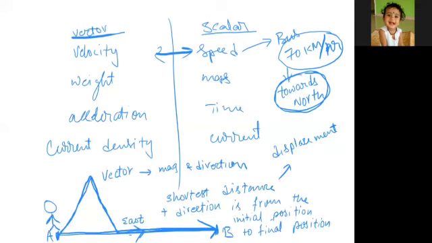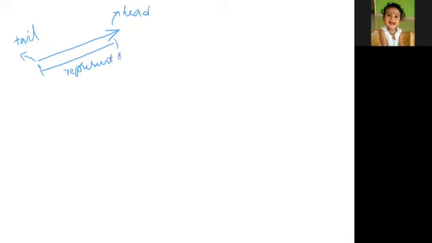Okay. Now, how is a vector represented? Let us try to understand how a vector is represented. A vector is always represented with a ray like this and an arrowhead. This is called the head of the vector. This is called the tail of the vector. It is represented by a line like this, and the length of this vector represents the magnitude of the vector.